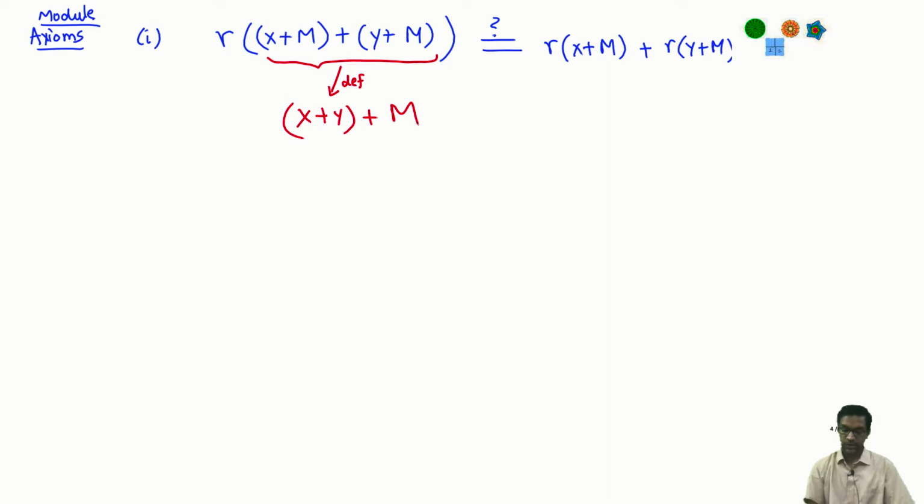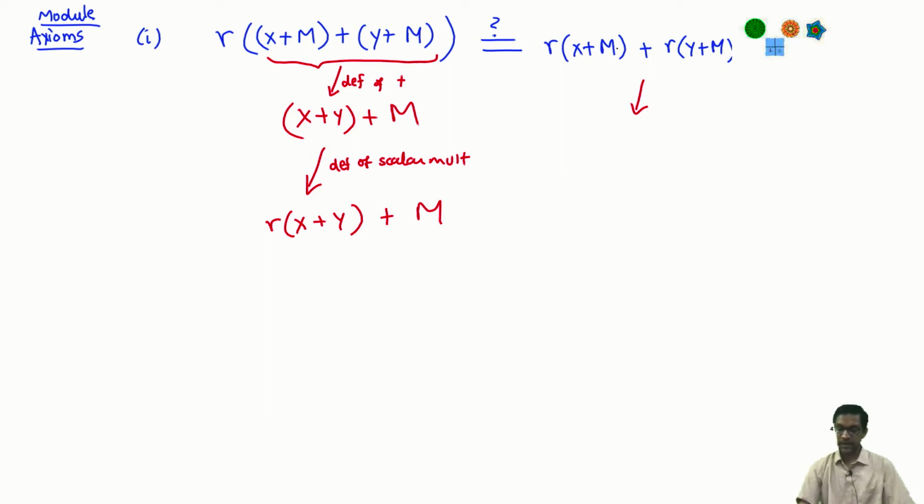Now what is R acting on this coset x plus y plus m? This is by the definition of scalar multiplication. So this is the definition of addition in my quotient space. When I take R and multiply by this, I am supposed to get R acting on x plus y plus m. Now on the other hand, the right hand side is R acting on x plus m, which is just the coset Rx plus m.